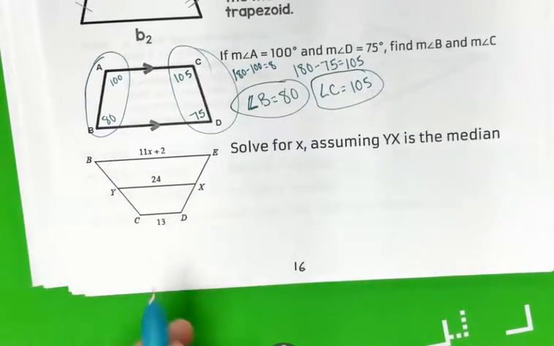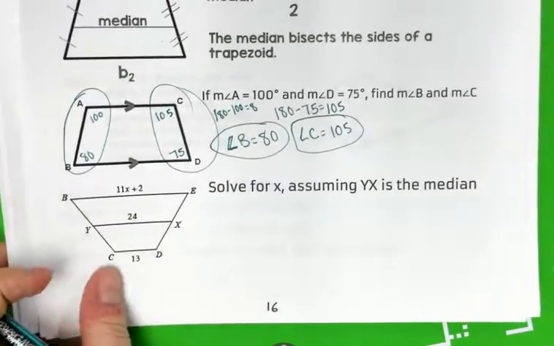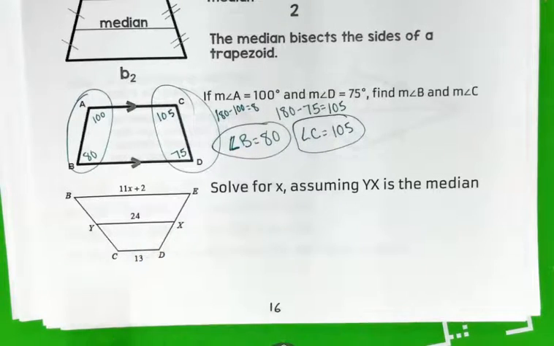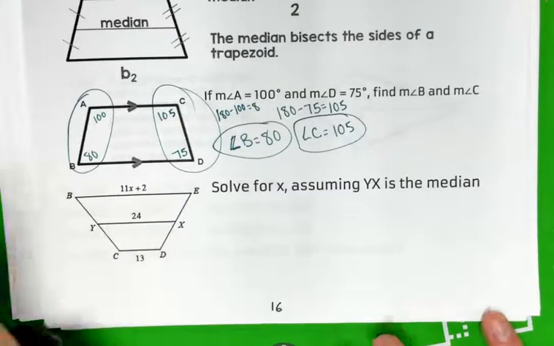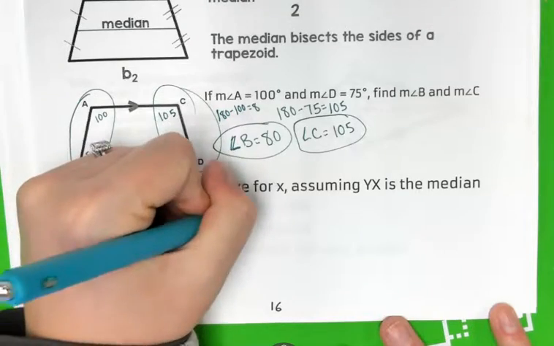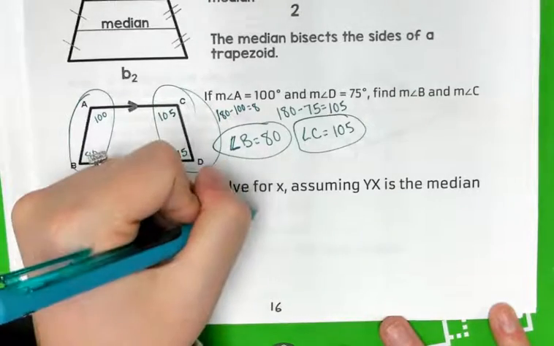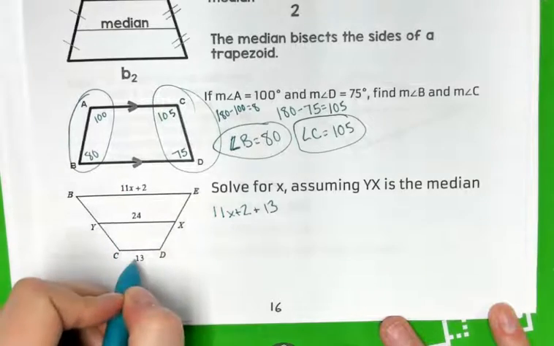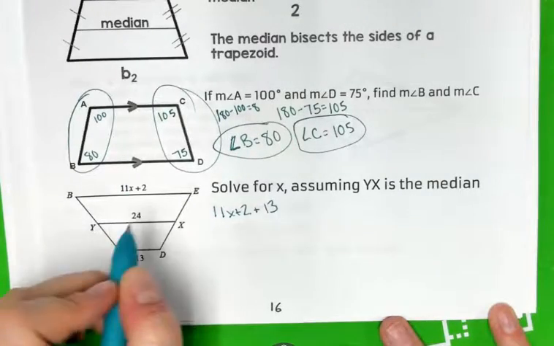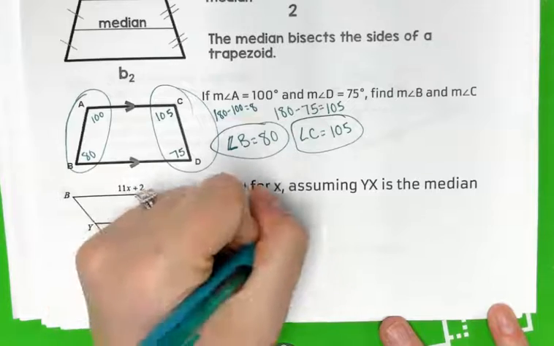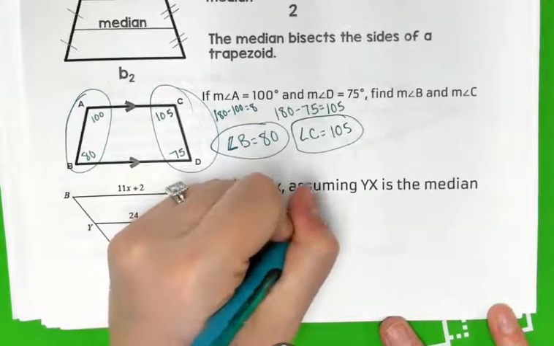And then we want to take the average of these. So we want to solve for x. We're going to assume that YX is the median. We're going to average the top and the bottom. So 11x plus 2 plus 13, because we're adding the top and the bottom. And we're going to divide it all by 2. And that's going to equal that middle number, 24.